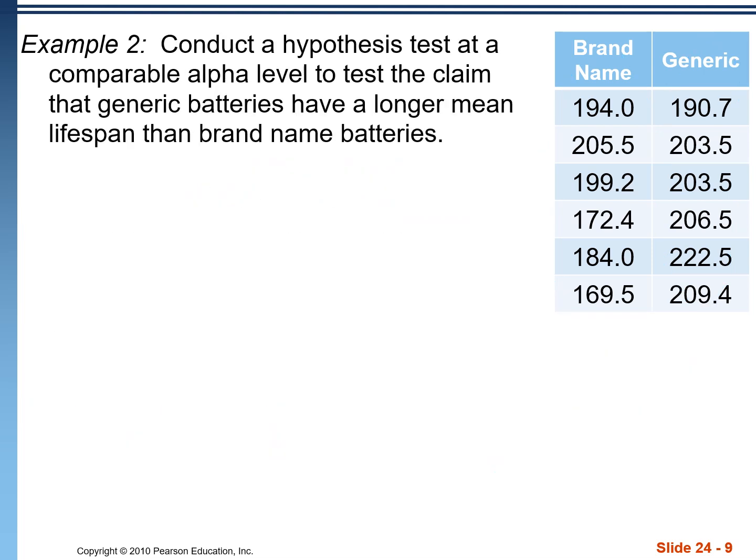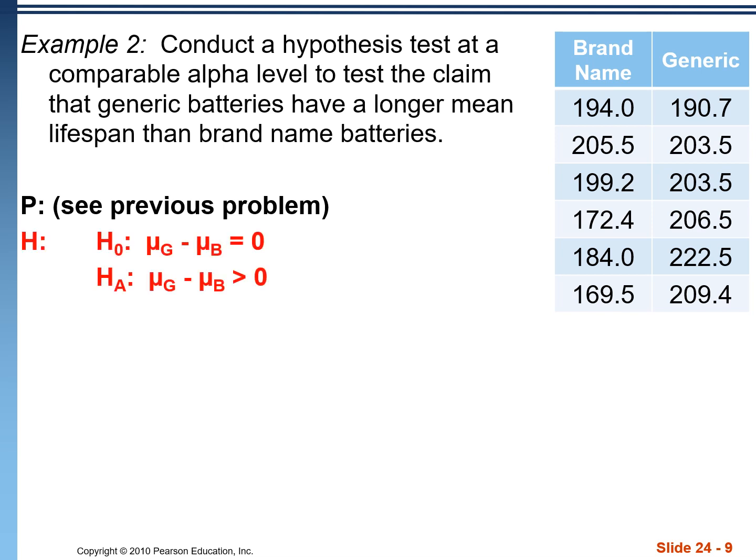Same data, let's do a hypothesis test now, and let's test the claim that generic batteries have a longer mean lifespan than the brand name batteries. The parameters were defined in the confidence interval, so we'll skip that and jump to the hypotheses. Just like Unit 5, the null hypothesis is always that there's no difference between our population parameters. The mean of generic batteries is the same as the mean of brand name batteries. If we subtract those two, we'll get 0 because there's no difference between them.